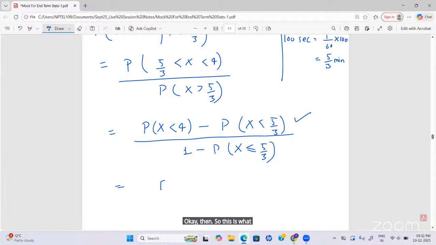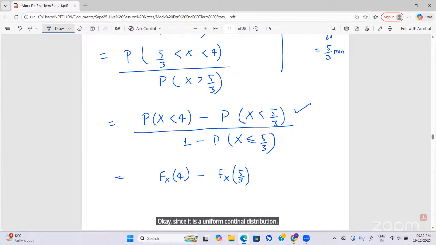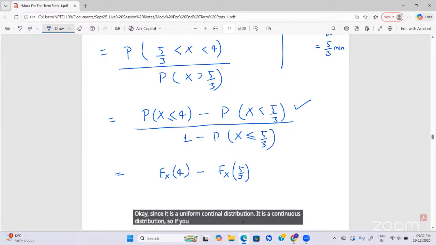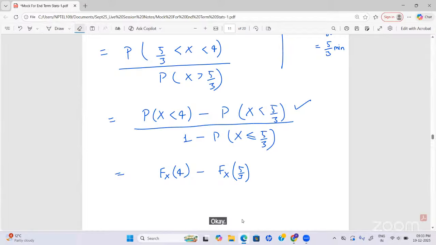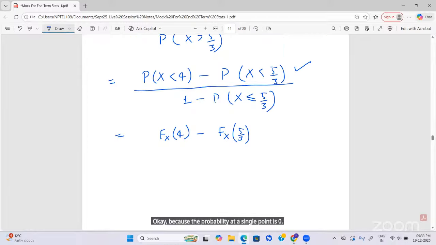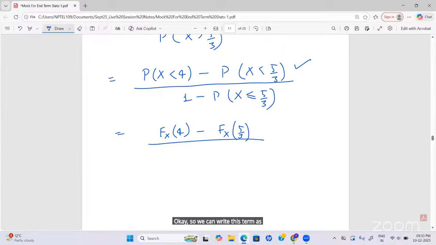So this is the CDF at 4. And this one is the CDF at 5 by 3. Since it is a uniform continuous distribution, if you write the equal to sign here or not, that will not matter, because the probability at a single point is 0. So we can write this term as the CDF of the variable x, and this is 1 minus the CDF of x again at 5 by 3.